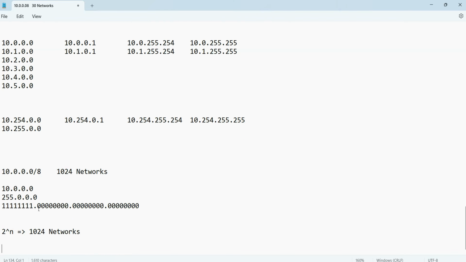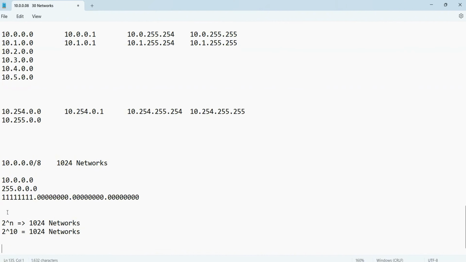Okay, so look at this. If I borrow bits, 2 to the 7 is 128. 2 to the 8 is 256. 2 to the 9 is 512. 2 to the 10 is 1,024. So 10 bits. Okay, 10 bits. So I get 1,024 networks. There you go.